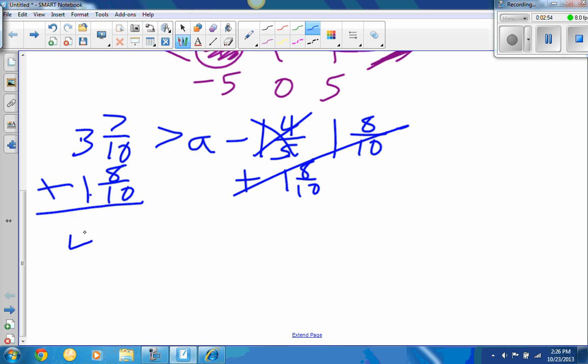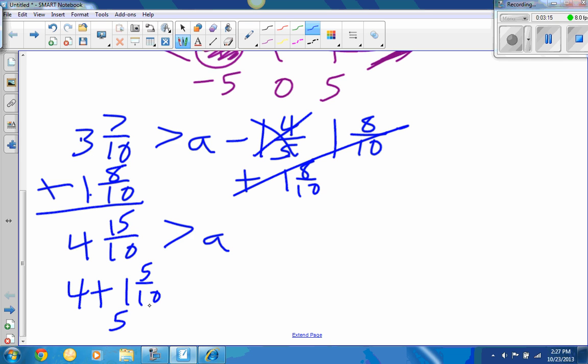3 plus 1 is 4. 7 plus 8 is 15. Greater than a. Can I leave it like that? No. I cannot leave this top heavy. So this 15 over 10, 10 goes into 15 once, right? So I'm adding a whole number. It's like saying 4 plus 1 and 5 tenths, which is 5, and the 5 tenths is a half. So 5 and a half is greater than a.